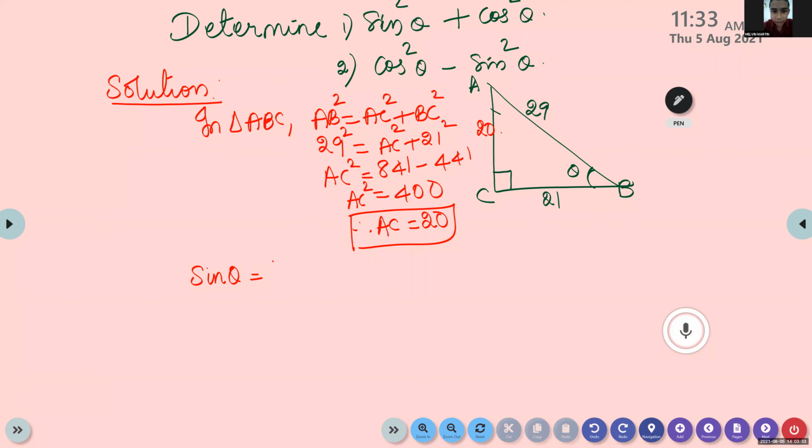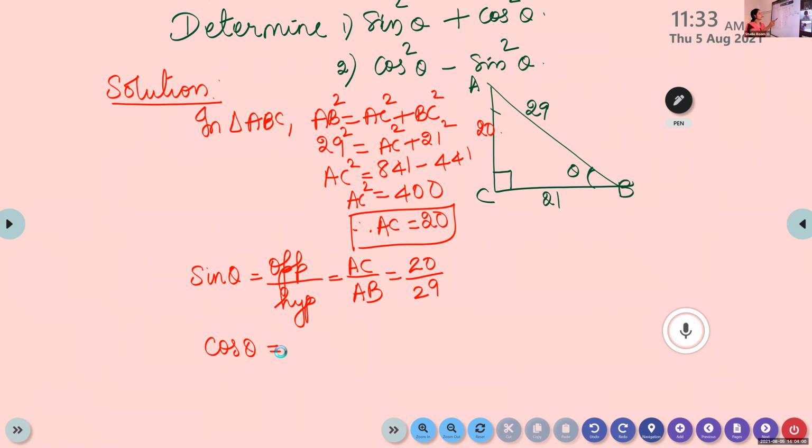Opposite by hypotenuse. Very good. Which is the side opposite to theta? It is AC. And the hypotenuse is the longest side, AB. So we get 20 by 29. This is sine theta. Now find out cos theta.